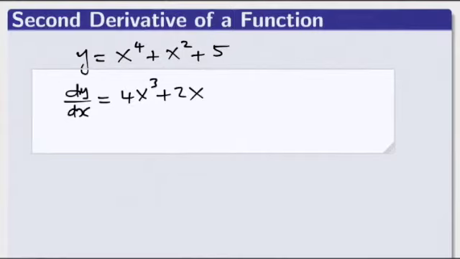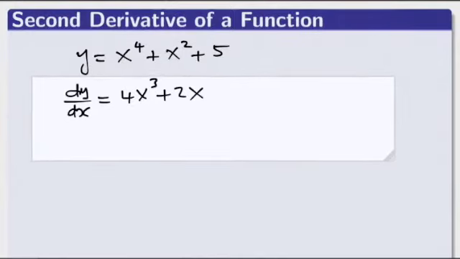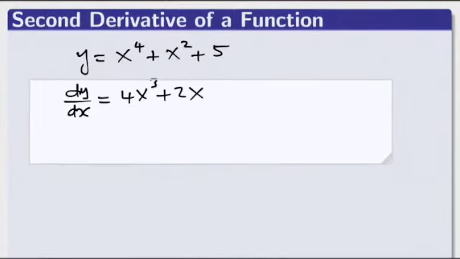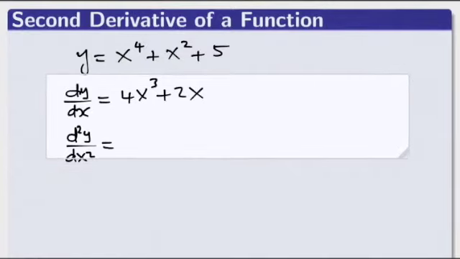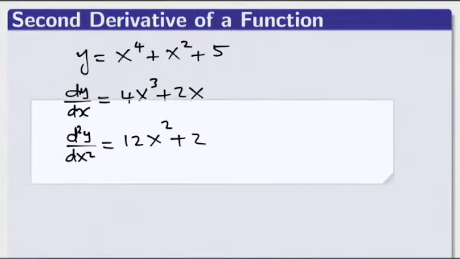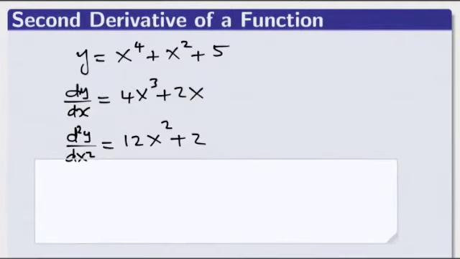Now if we differentiate once more, we would obtain the second derivative of y, which we denote d squared y dx squared, which takes the value of, we need to differentiate dy dx once more, we'll obtain 12x squared plus 2. So by differentiating a function twice, we will obtain the second derivative of that function.